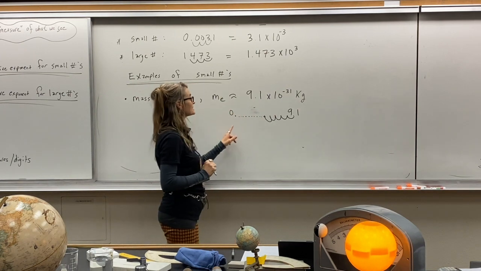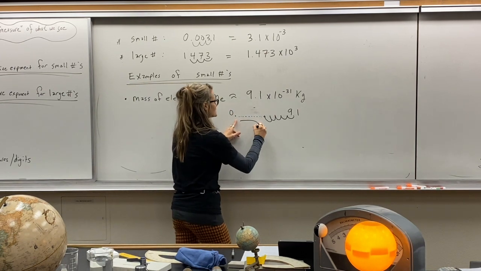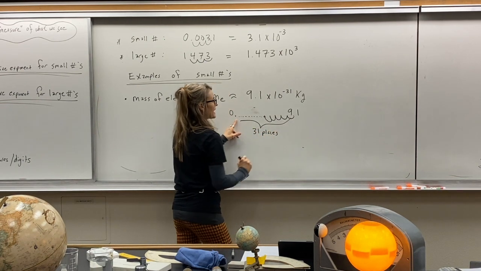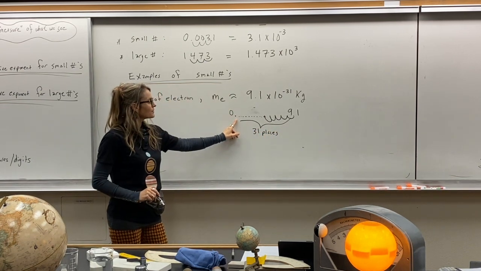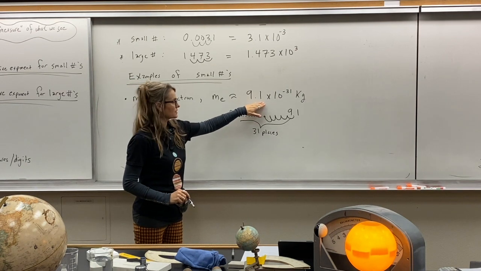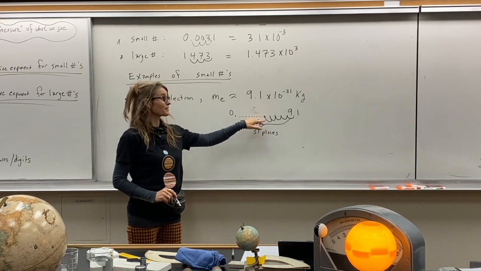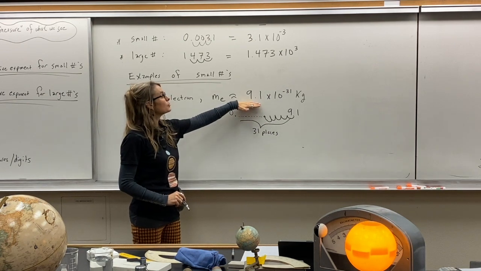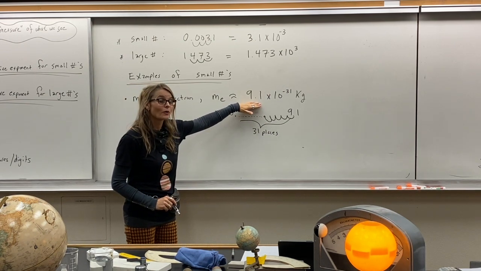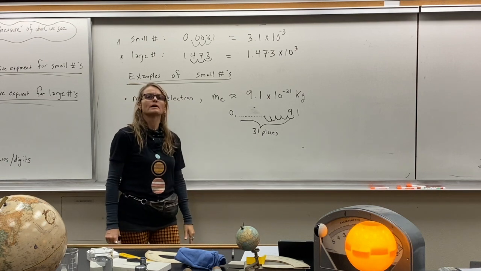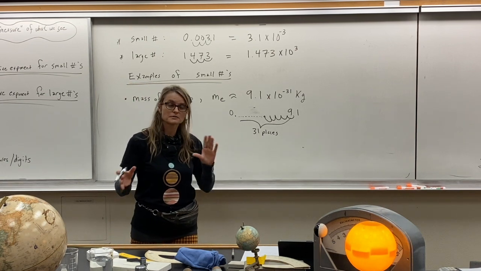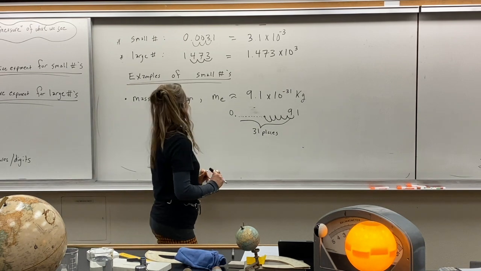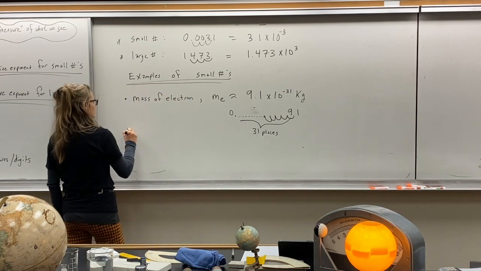You could see that would be tedious. You move this 31 places, and that's how that number is represented in scientific notation, because it's very easy to lose your place. It's much easier to say 9.1 times 10 to the minus 31 kilograms than it is to say 0.000000000 and go on 31 times 9.1. Okay. Another one, mass of a proton.